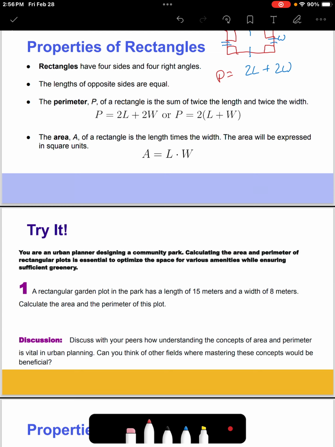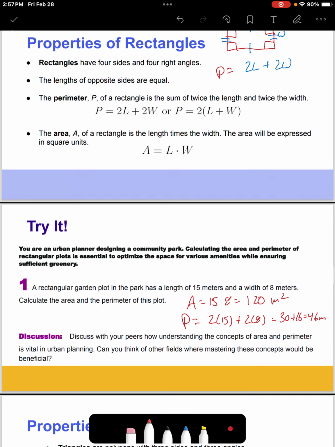The rectangular garden of a park is 15 meters and 8 meters. What's the area and perimeter? So the area would be equal to 15 times 8, or 120 meters squared. The perimeter would be equal to 2 times 15 plus 2 times 8, or 30 plus 16, or 46 meters. Make sure you label your answers. Always label your answers.